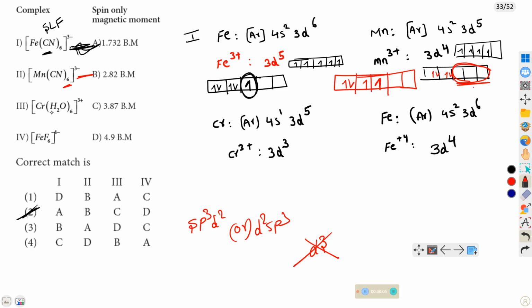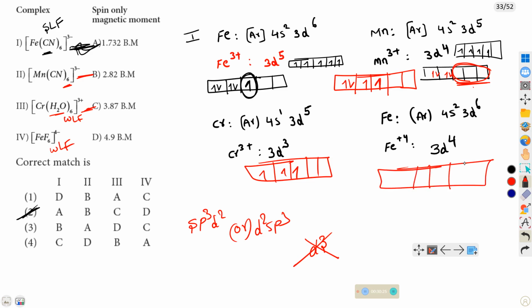[Cr(H2O)6]3+. H2O is an example of weak ligand field. So regrouping does not take place. 3 unpaired electrons, 3.87. [FeF6]3-. Fluorine is also a weak ligand field. Regrouping does not take place. That means it follows Hund's rule. 5 unpaired electrons are present.